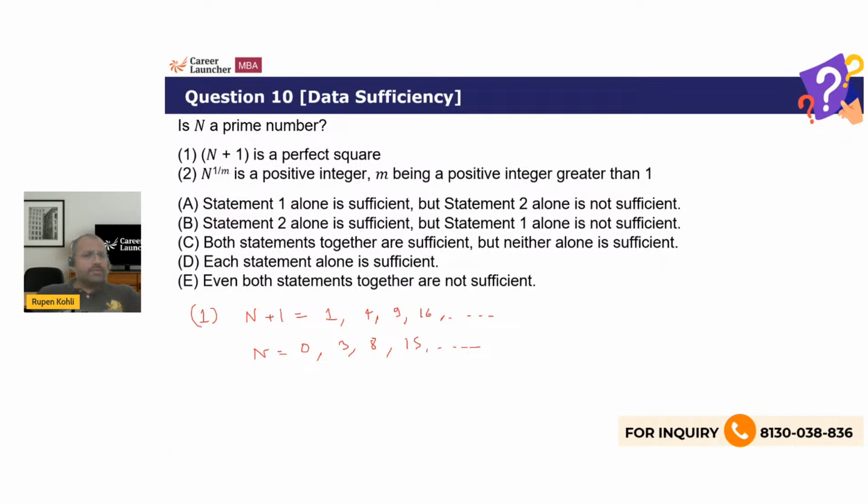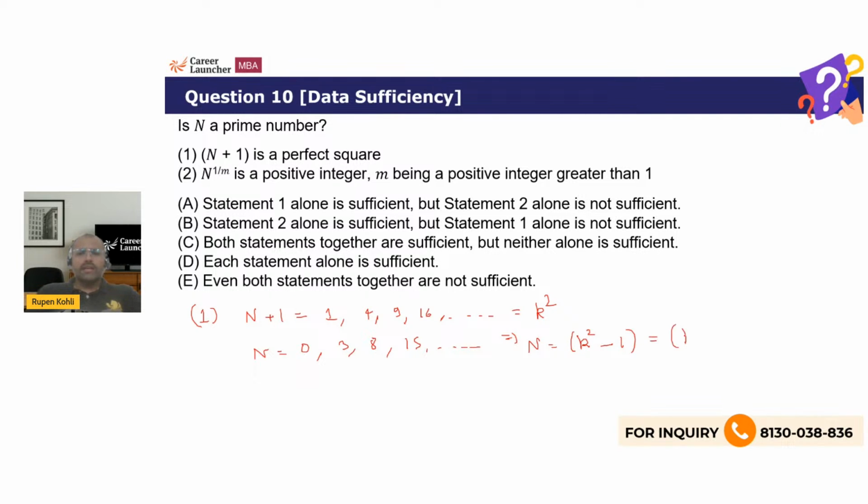None of these numbers so far are prime numbers. I have taken only the first four. There will be infinitely many such numbers. Are all of those numbers not prime? Well, if you do this analysis algebraically, you will get the answer. n plus 1 is of the form k square. n plus 1 equals k square implies that n is k square minus 1.